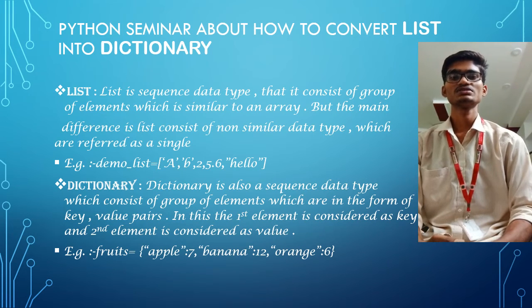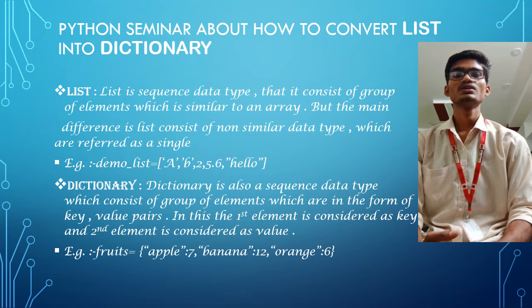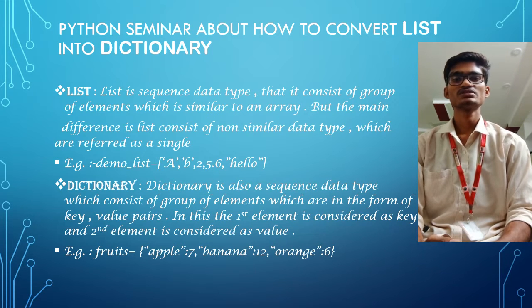As we see, it consists of more than one element, so they are separated by commas, and a list is enclosed with open square brackets and closed square brackets. Then we see what a dictionary is.